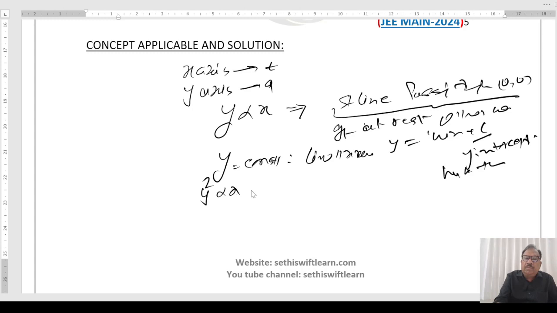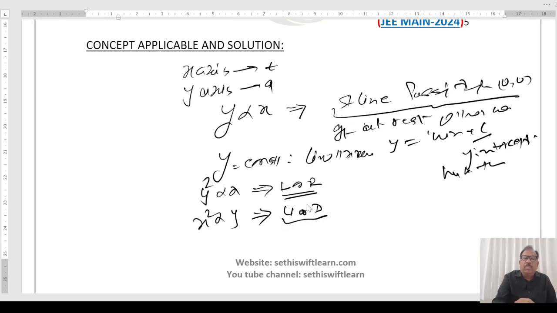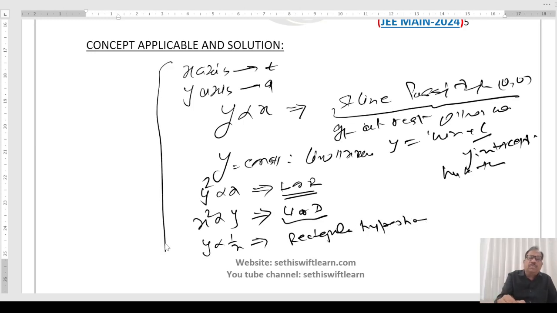The nature is left-handed or right-handed, depending on the sign of the constant of proportionality. X square proportional to y: the nature is upward or downward, depending on the constant of proportionality. Next, y proportional to 1 by x is a rectangular hyperbola. These are the general natures of graphs.